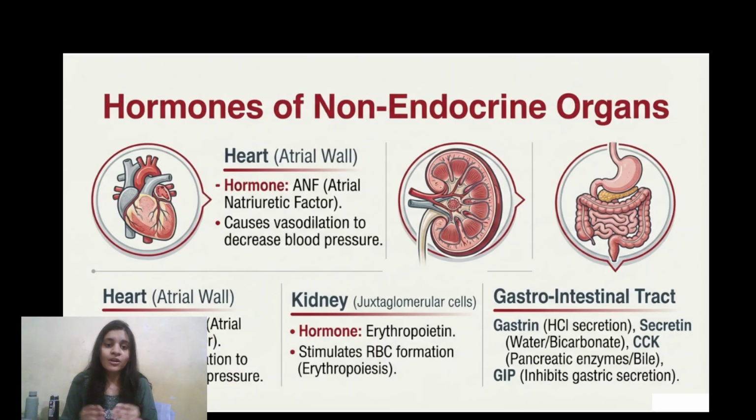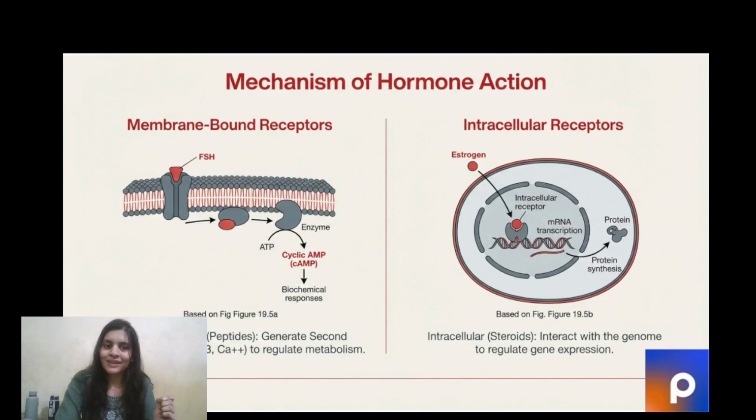Your GI tract also produces gastrin. Gastrin causes stomach acid secretion, which is HCl. We also have secretin, which causes water and bicarbonate secretion. Cholecystokinin, which leads to the secretion of pancreatic enzymes and bile into your intestine. And GIP, which is an inhibitory hormone. It inhibits gastric secretion, gastric inhibitory peptide.